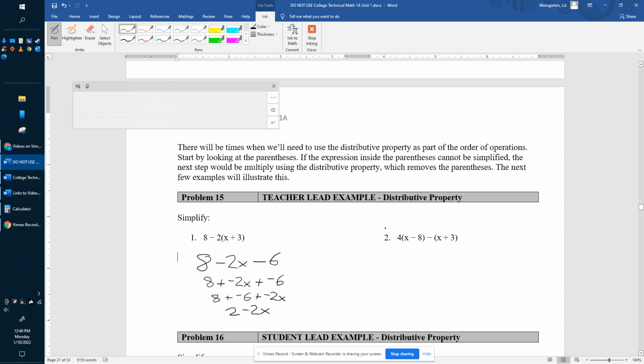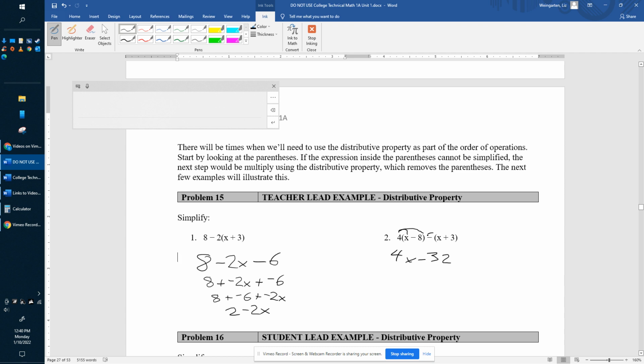Let's take a look at an example where we have to use the distributive property twice. We're going to multiply this 4 by x and -8. And then we're going to take this negative sign and we're going to multiply x by -1 and 3 by -1. So 4 times x, 4 times -8. Let's start there. 4 times 8 is 32.